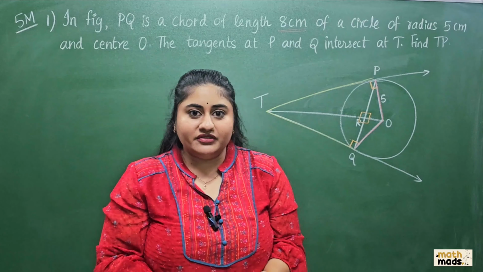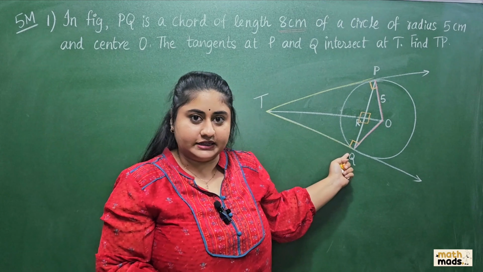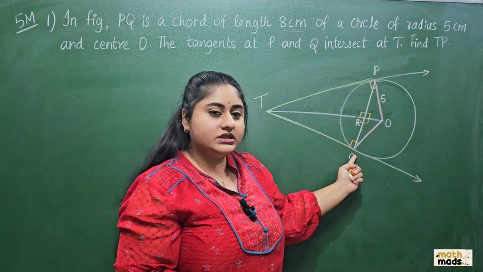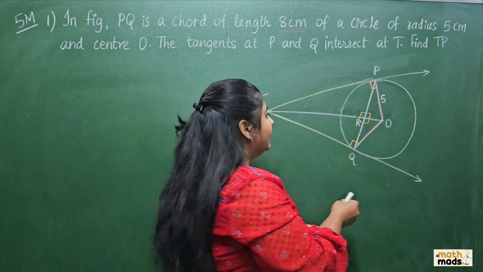One more special property for a diagonal of a kite is one of the diagonals is bisected, right? So this diagonal PQ is bisected. That means PR and RQ both will have the value 4. That is 8 by 2, which is 4.